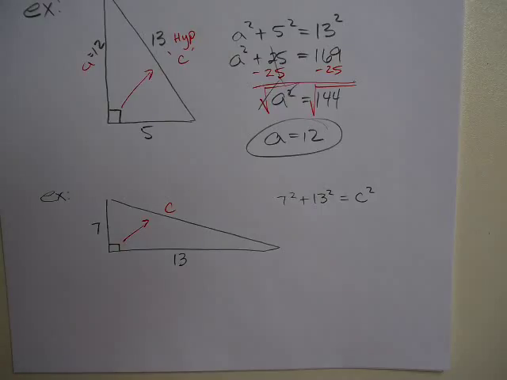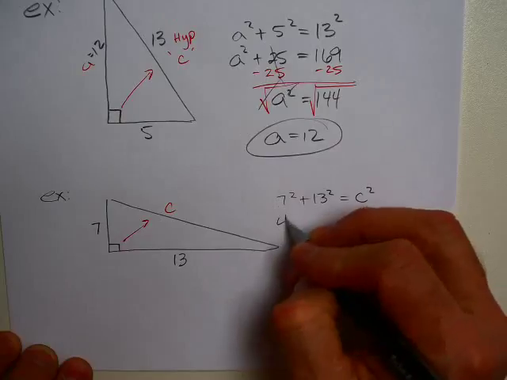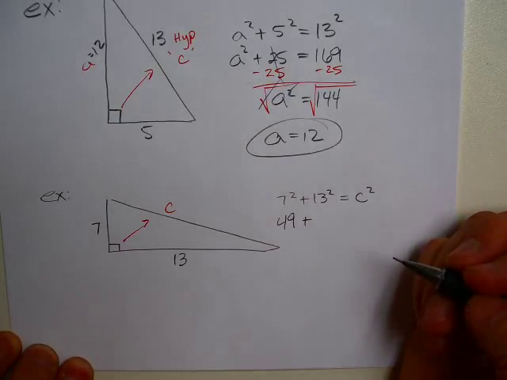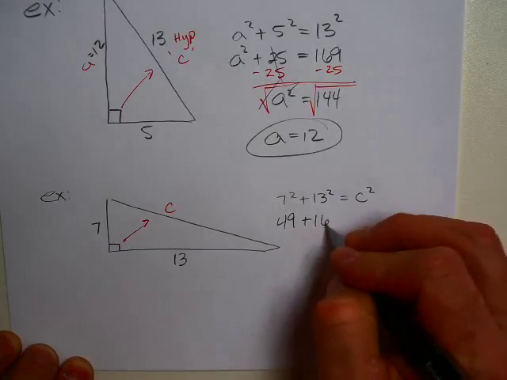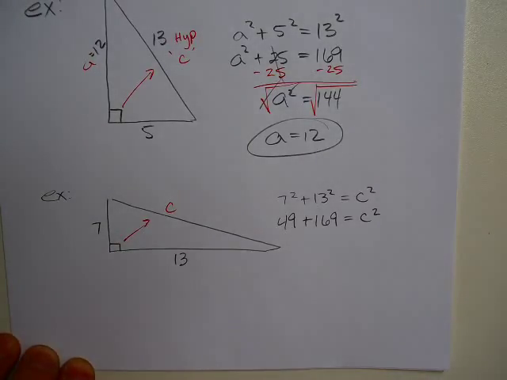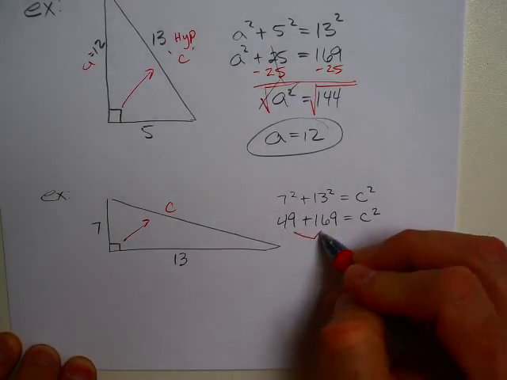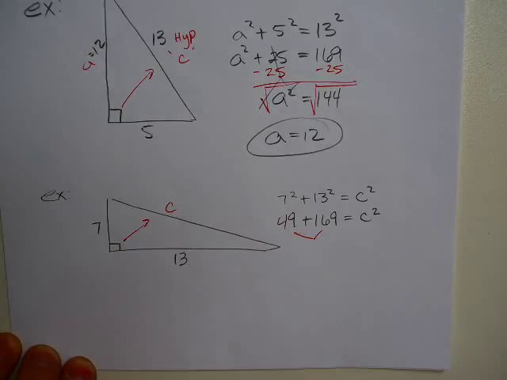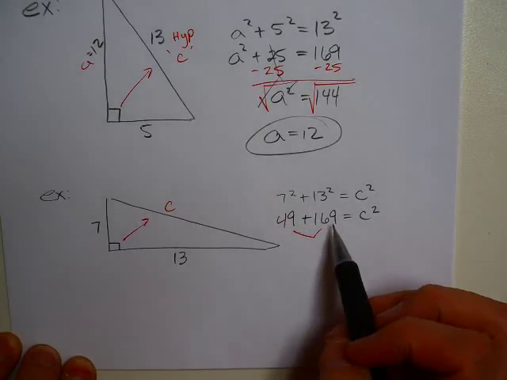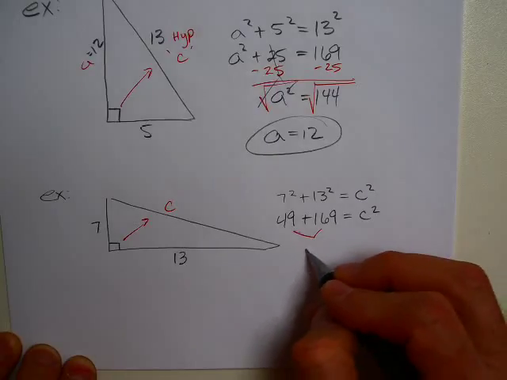Seven squared? How much? 49. Good. Yeah, 49. 13 squared? We just did it. 169, yes. If I add these two together, that gives me 160 and 40 is 200, and 9 and 9 is 218.